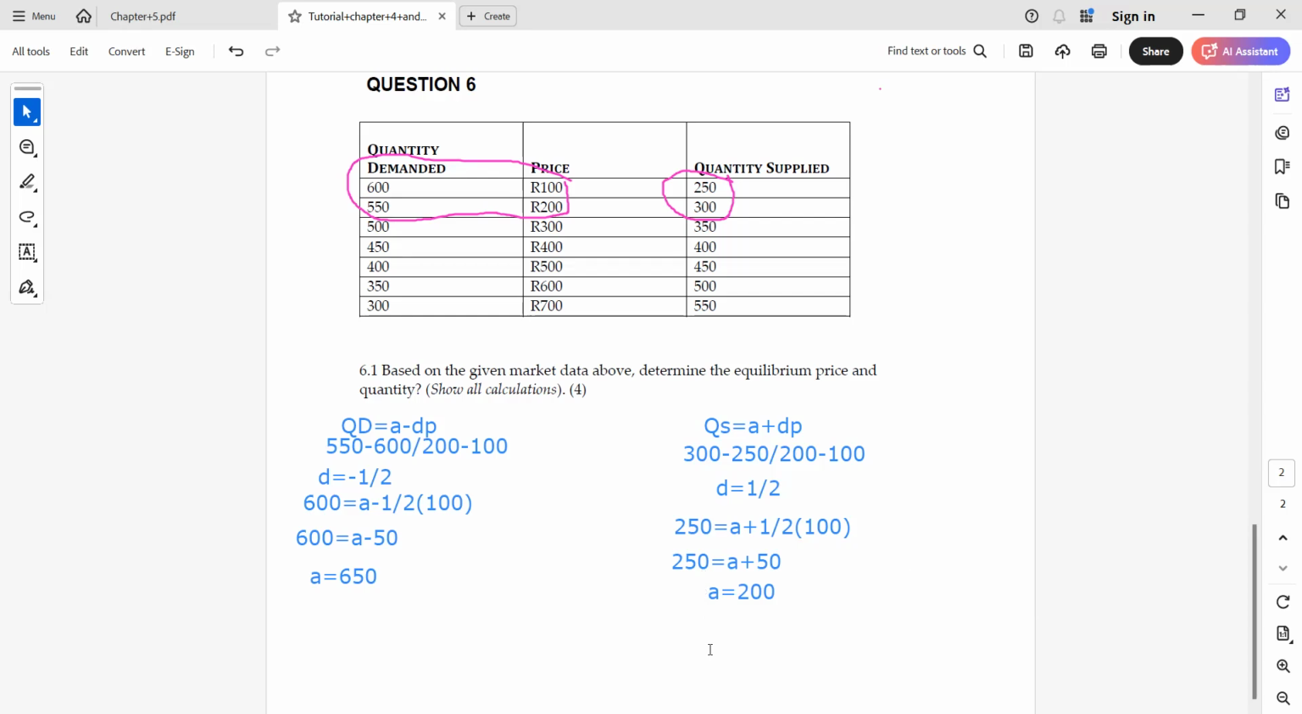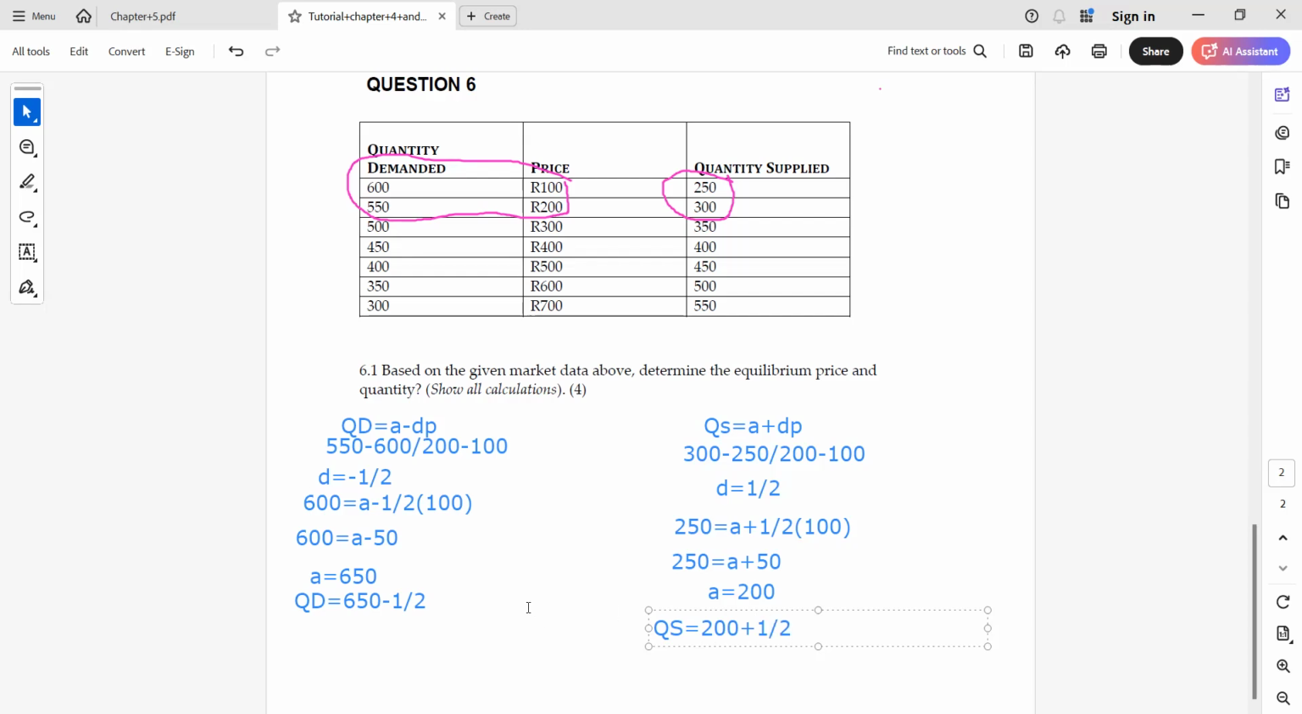And then yeah. So what you do now is formulate your equation. Quantity demanded will be equal to your A, which is 650, minus, because this is a demand equation, minus 1/2. And on this side, your quantity supplied is equal to your A, 200, plus, because this is a supply equation, plus 1/2.